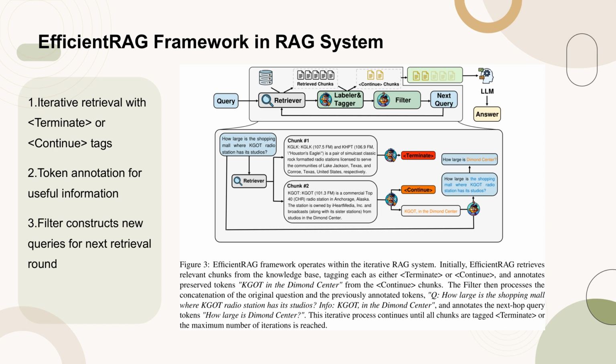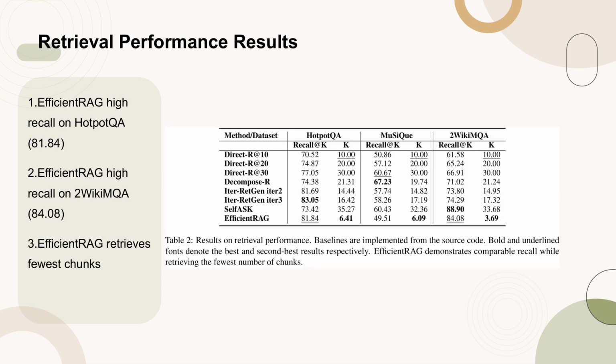The filter module then processes the combined original question and annotated tokens to form a new query, such as, "How large is diamond center?" This iterative process continues until all chunks are tagged terminate or the maximum iteration limit is reached. Table 2 presents the retrieval performance results across various methods and datasets.